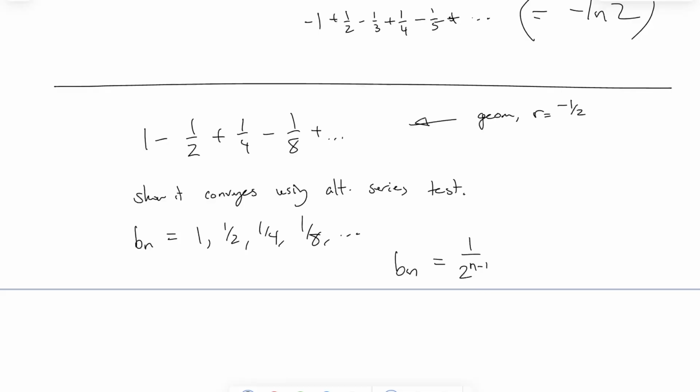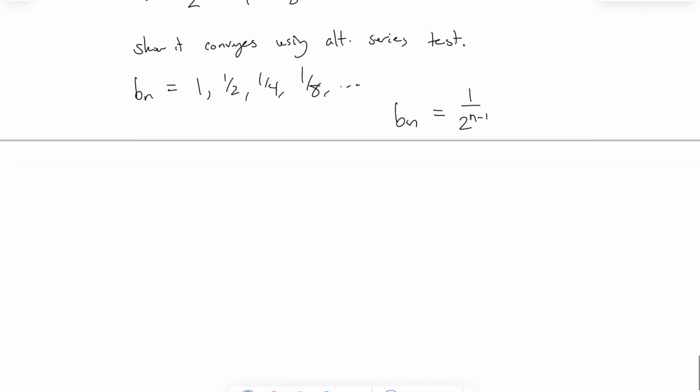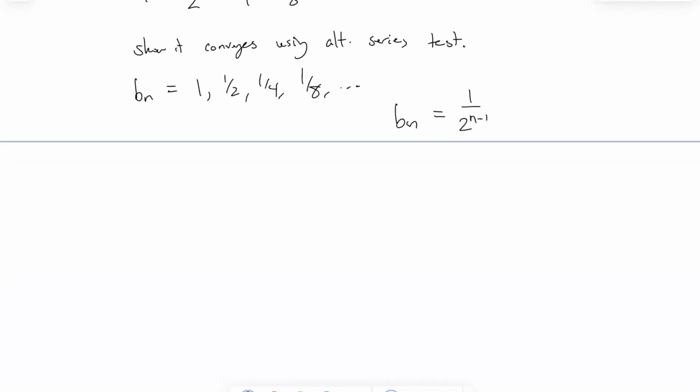Anyway, this is our b's. So let's just do the two things. You have to show it's decreasing and also that its limit is 0. So let's do the decreasing first. I want to show that b_(n+1) is less than b_n. That is to say, 1 over 2 to the (n plus 1 minus 1) is less than 1 over 2 to the n minus 1, right?